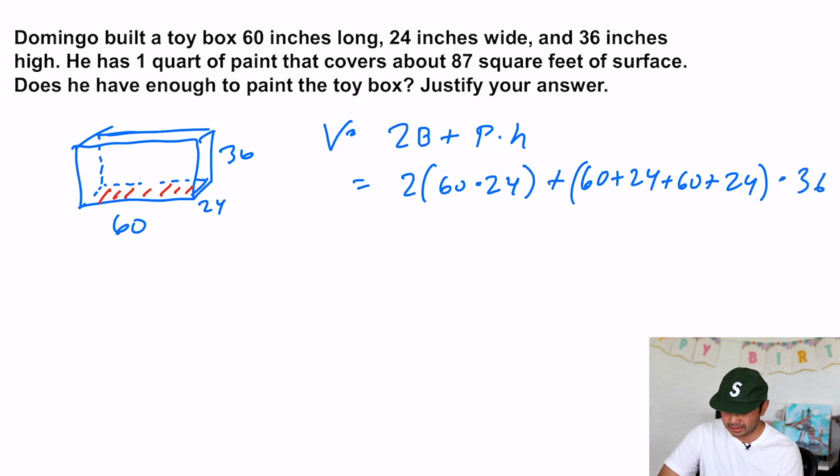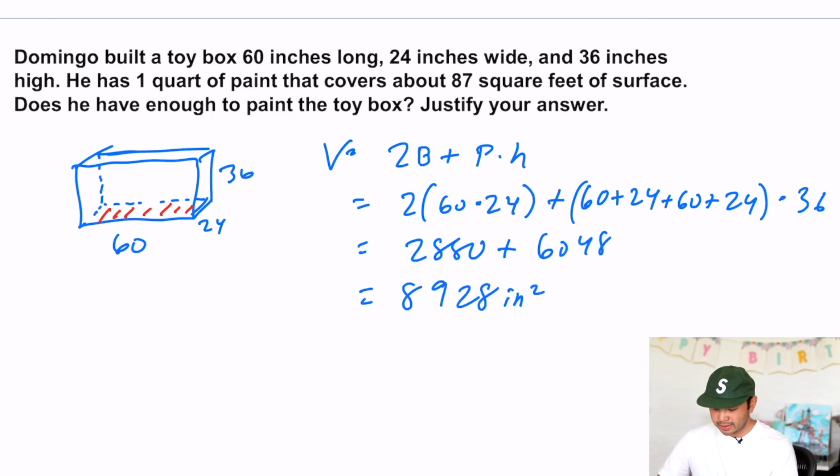These are big numbers, but that's kind of how real life is. Sometimes you get really big numbers. Okay, so now just calculate it. You can use a calculator. I get 8,928 square inches, but that's not what it's asking. It's saying he has 1 quart of paint that covers about 87 square feet of surface.